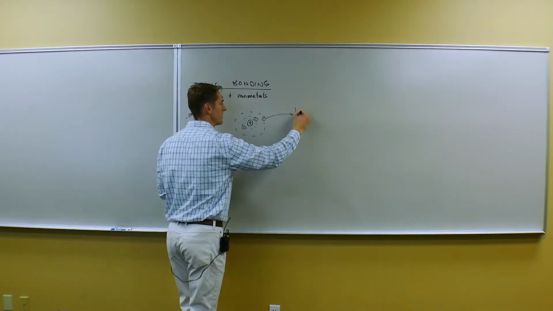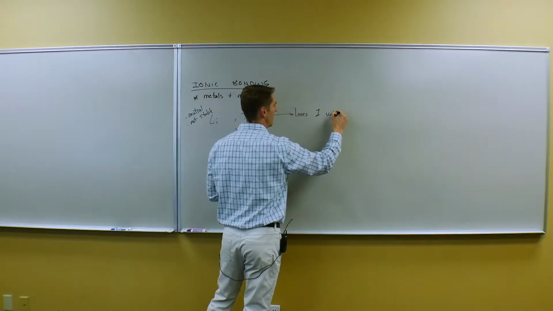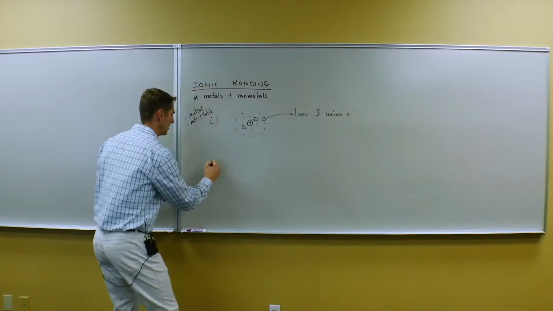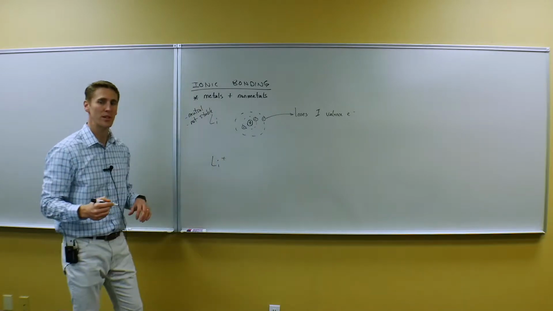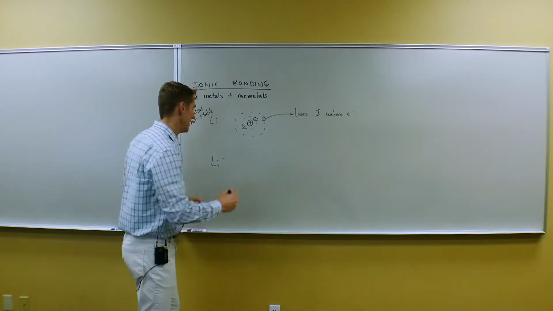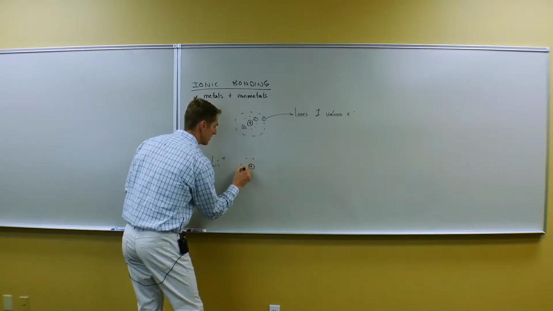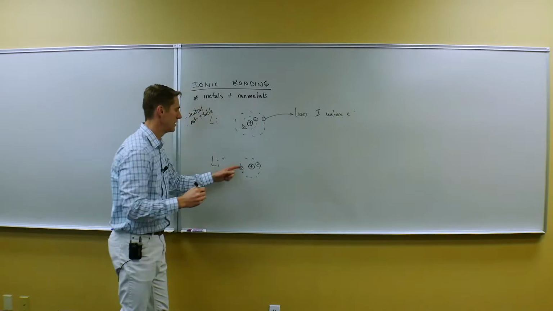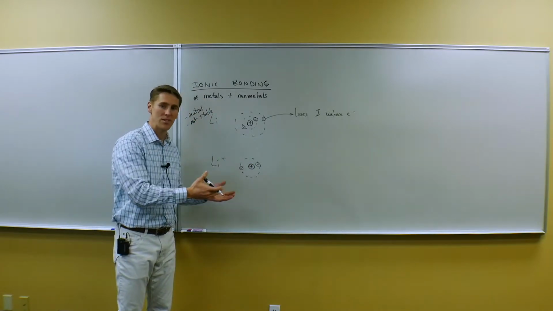Once it loses this 1 valence electron, what does it look like? Well, it's going to be positively charged. We now call that an ion. But now it's going to look like this. Here's its positive nucleus. The first energy level will have its 2 electrons, and that would be its outermost energy level.